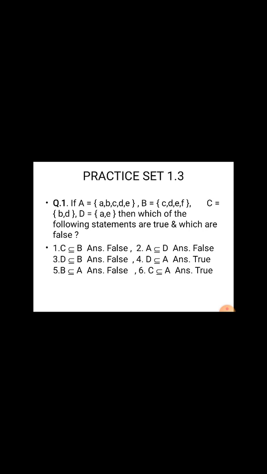Sixth one. C is the subset of A. Is it true or false? C is the subset of A is a true statement because every element of set C is an element of set A. In set C, elements are B and D. Same elements B and D are present in set A. Therefore, C is the subset of A. It is a true statement.